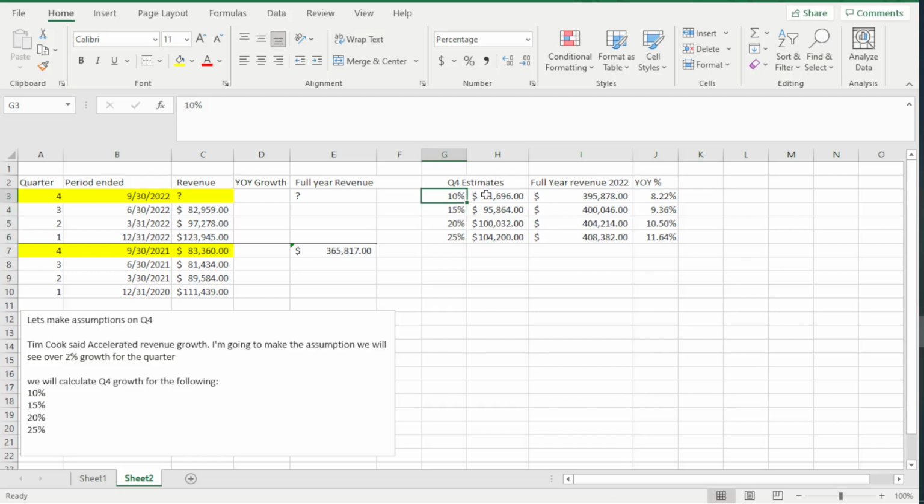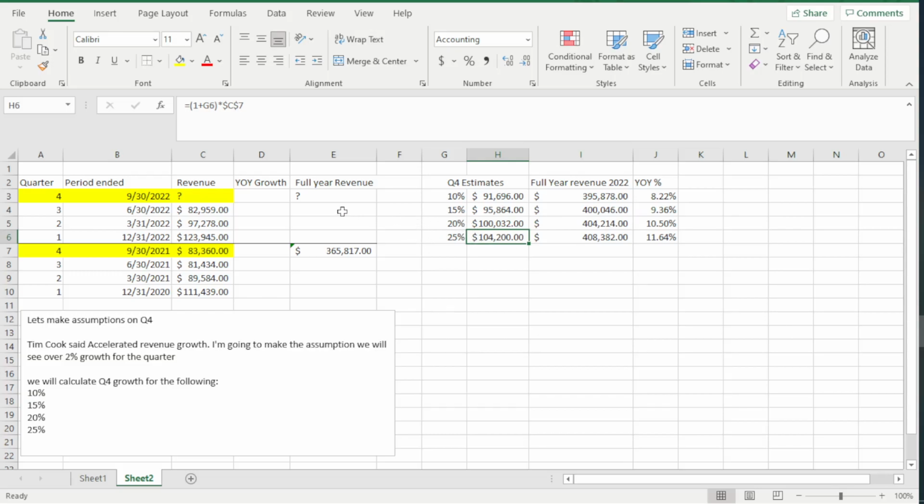When we calculate a 10% revenue growth, essentially what we're doing is multiplying this number by 1.1. And when we're looking at 15%, we're multiplying that number by 1.15 and so on. So this gives me estimates of 91.7 billion for 10% growth, 95.86 billion for 15% growth, 100 billion for 20% growth, and 104.2 billion for 25% growth.